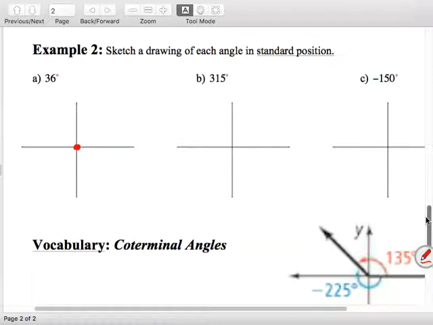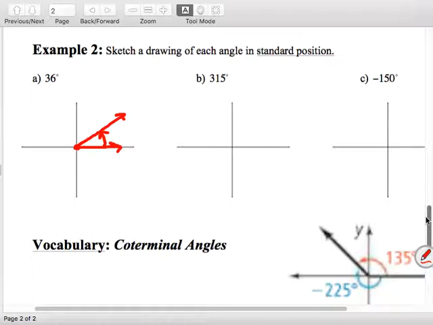So I want you to make a dot and always do the initial side. It's a ray. Remember from geometry? It's a ray. 36 degrees. Is that halfway? No. It's a little bit less than halfway. So eyeball where halfway is and do a little bit less. And then one more thing you have to do. You need to draw a little arc with an arrow, because that's going to tell me whether you're rotating clockwise or counterclockwise.